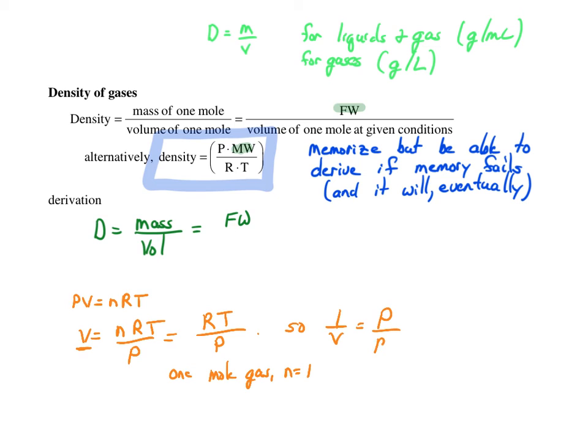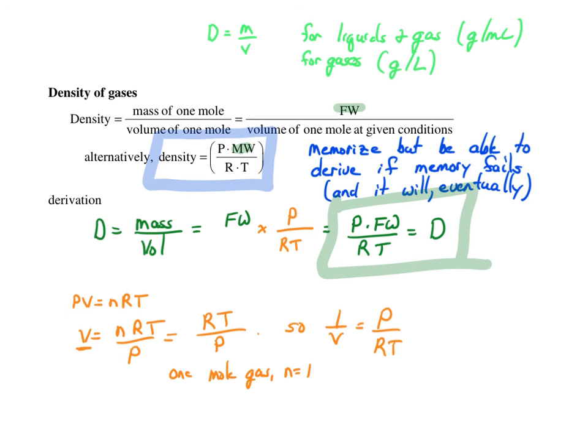P divided by RT. So if we substitute this into our density expression, we get to our density calculation. We have pressure multiplied by our formula weight divided by R and T is going to equal our density. So if we happen to forget what this expression is, we can take a minute and derive it for ourselves.